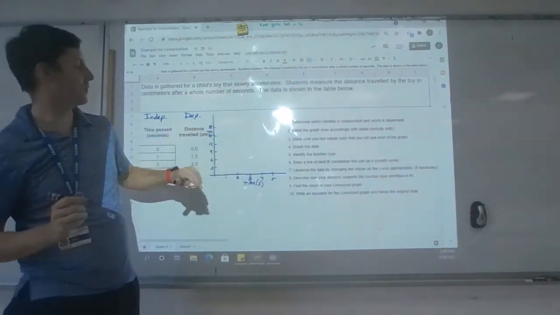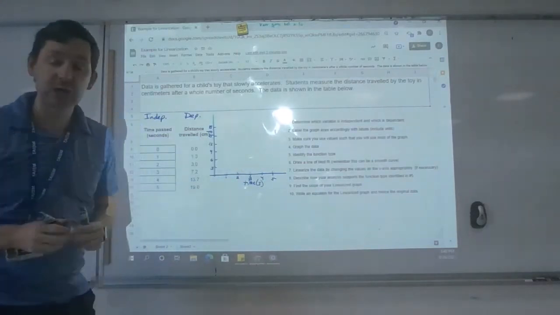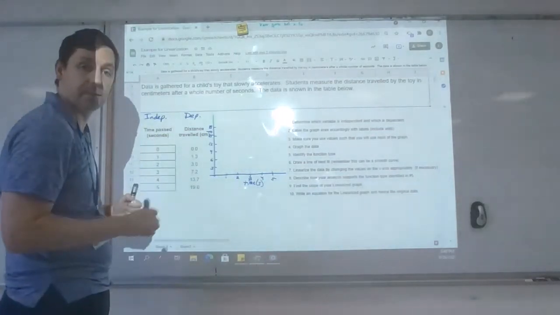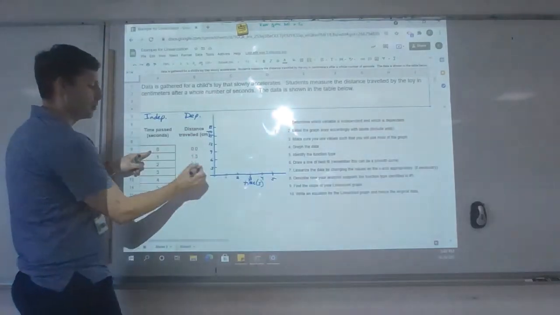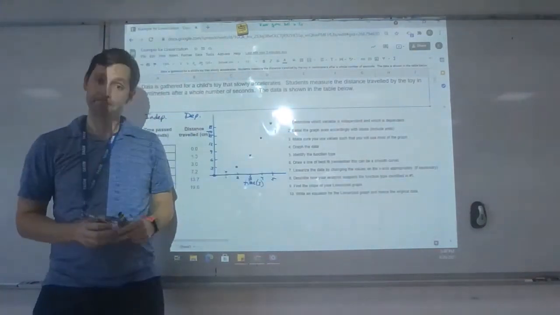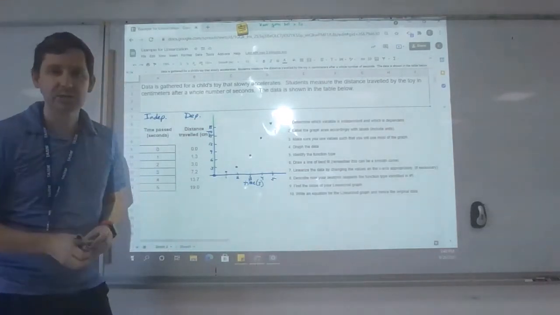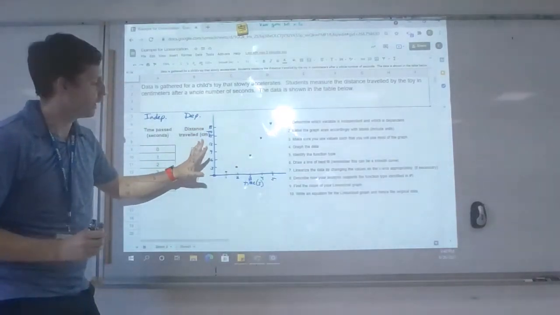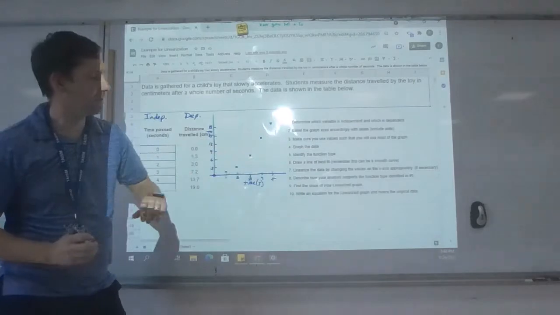Okay. And so we've done that. We've got the values, we've got the graph. Now it says graph the data. So we'll go ahead and put those data points on there. So we're going to put on 0, 0. We'll go ahead and put on the points. Done. All right. So now when we look at that, the next thing is identify the function type.